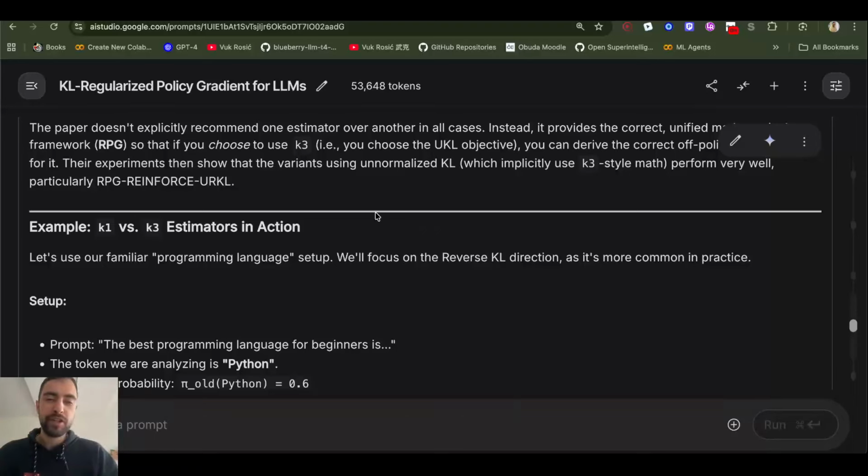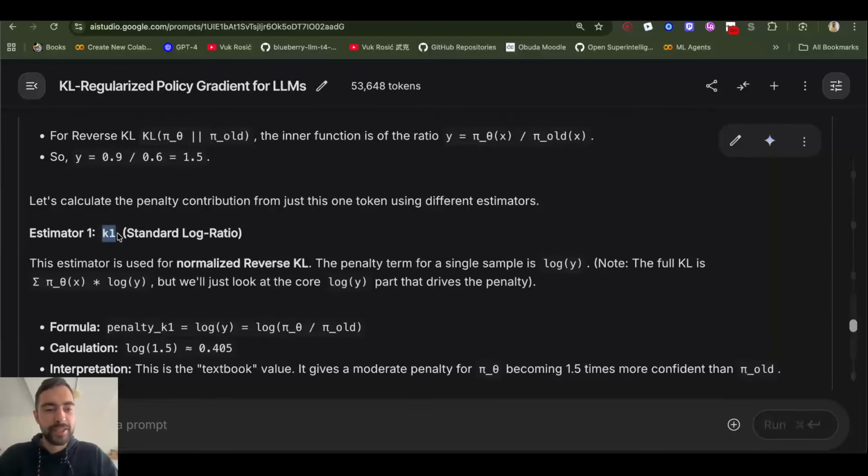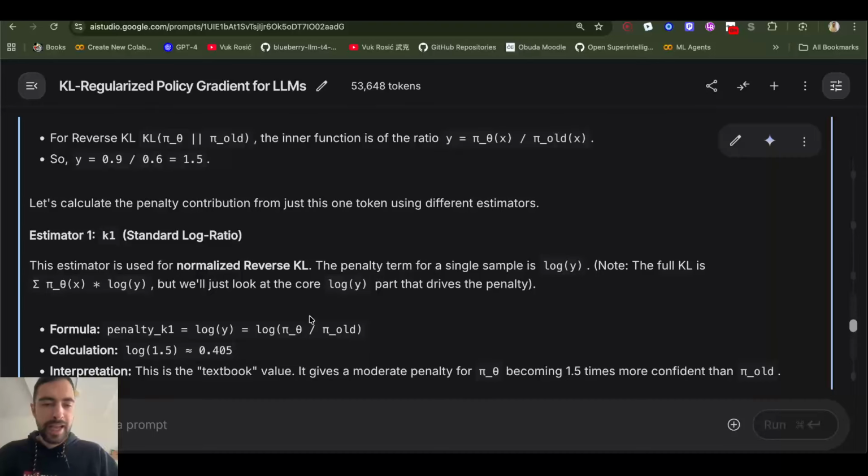But I'm first going to show you what estimators are on a simple example. They are estimating, for example, forward KL divergence, or some estimator is estimating reverse KL divergence. And they could be a faster, easier, or better way to estimate KL divergence with less computation, etc. So the K1 estimator is used to estimate normalized reverse KL. Normalized means probabilities add up to 1.